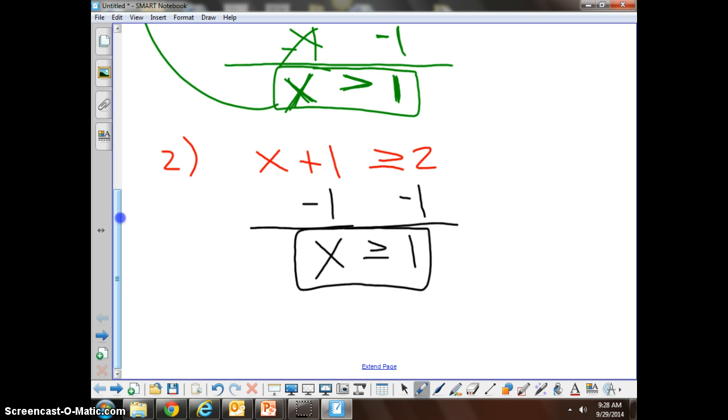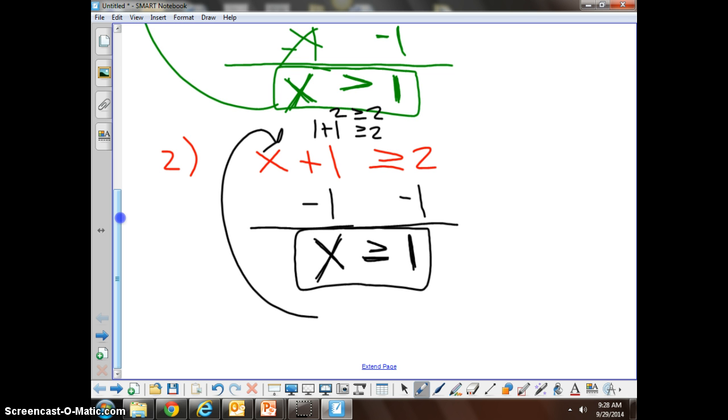In this case, we know that x is going to be bigger than or equal to 1. So let's just try the number 1. Let's plug in a 1 for x, and we've got 1 plus 1 is greater than or equal to 2. And is 2 greater than or equal to 2? The answer is yes. 2 is greater than or equal to 2.